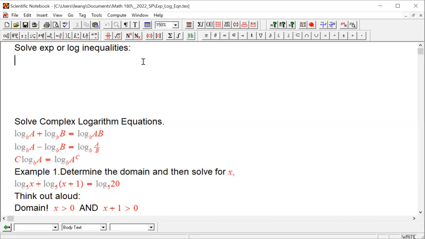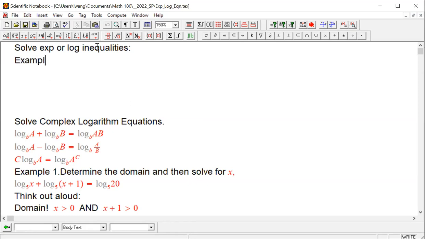Hello, in this lesson, we're going to talk about solving exponential or logarithm inequalities. Regarding solving inequalities, we have done those inequalities before in the quadratic form. A lot of the basic ideas are actually very similar, but it's just, of course, for different rules of function. So I'm going to explain this to you with the examples.